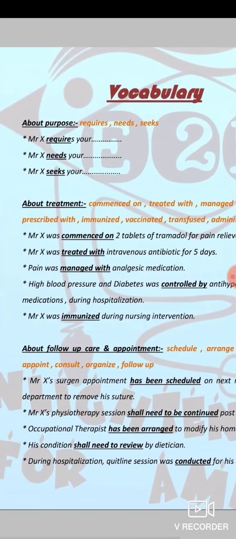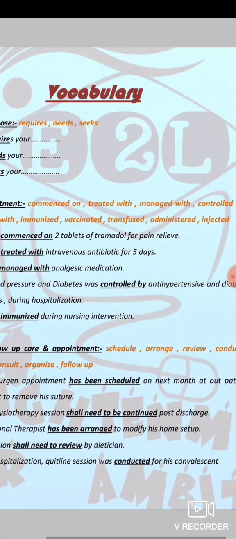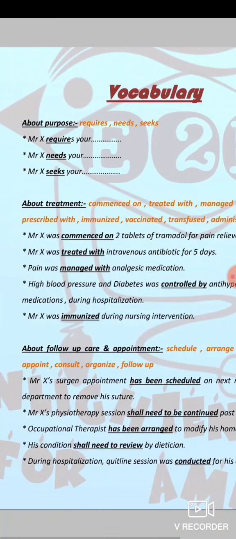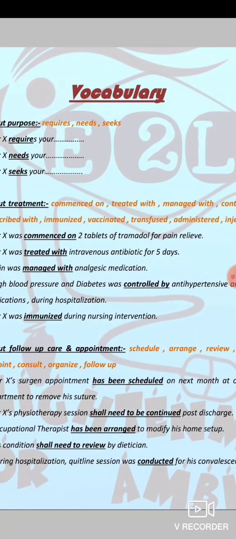Now we are moving with prescribed with. That sentence is also easy to create. He is prescribed Panadol for pain relief. So here we have completed vocabulary of treatment. Apart from commenced on, treated, managed, you can go with some other vocabulary as well, which you can write down.